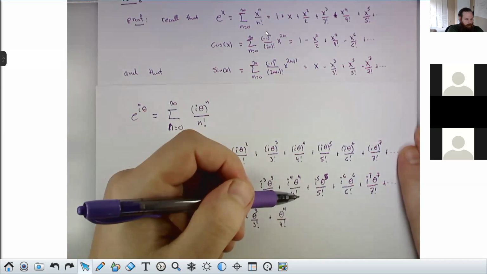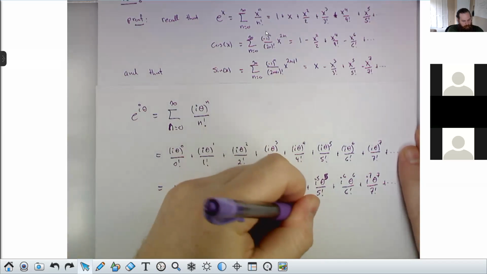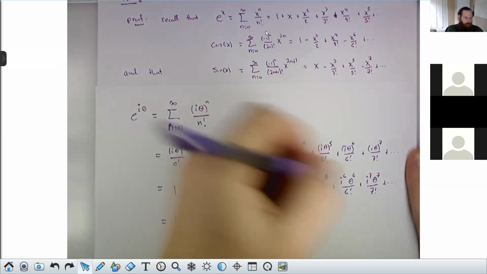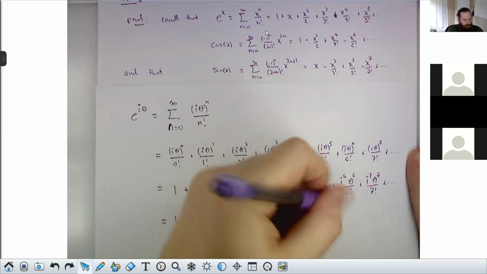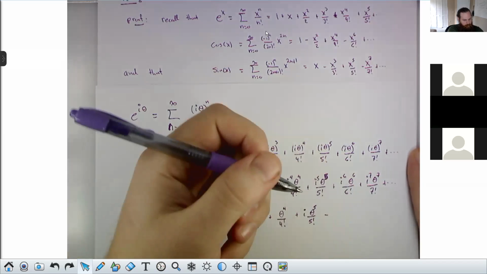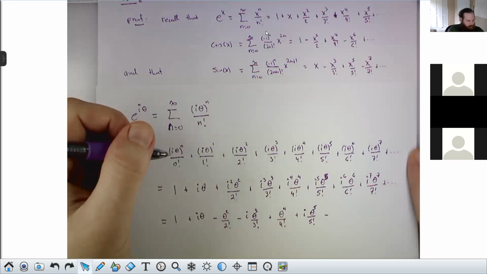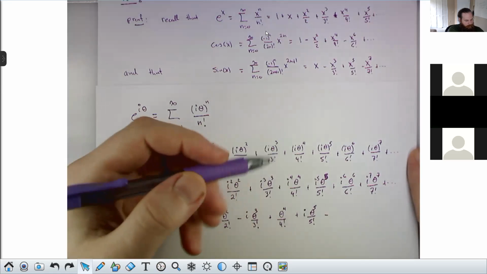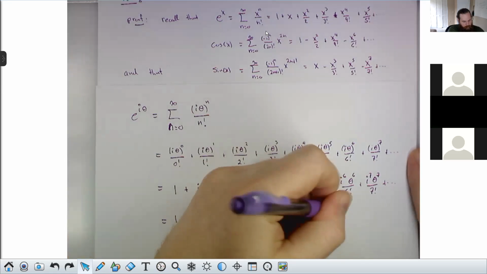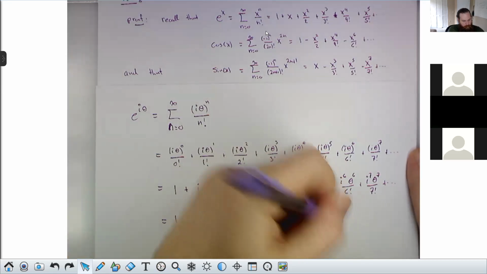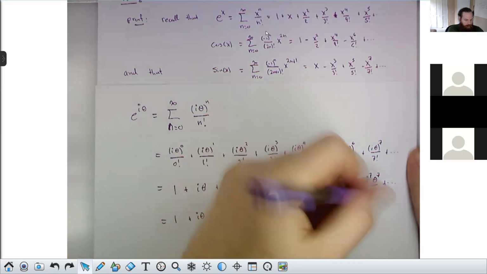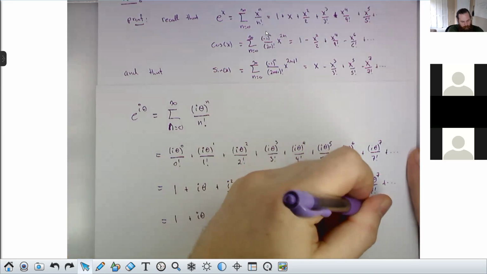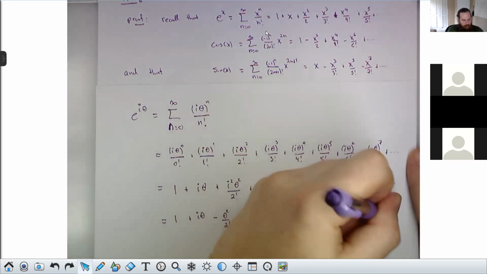i to the 5, now we're looping. i to the 5 is just i, so this is plus i times theta to the 5 over 5 factorial. i to the 6 is -1, so this is minus, oh wait, is it minus i? Let me think for a second. That's i times i. No, it's -1. Yeah, minus theta to the 6 over 6 factorial. And then i to the 7 is minus i. So I should really write this minus i theta to the 7 over 7 factorial, and so on.